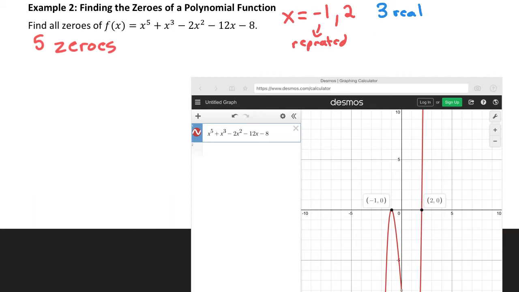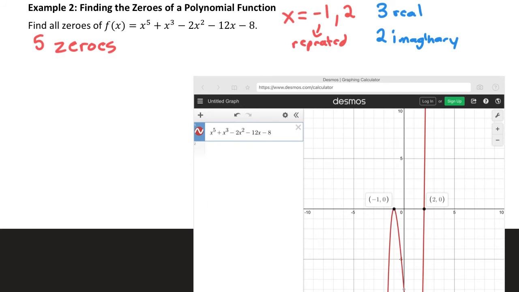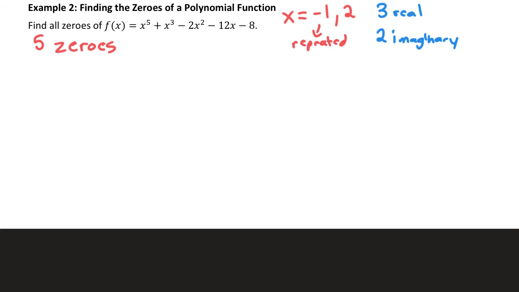There are 2 other solutions. Those 2 other solutions are imaginary solutions. Okay? And we're going to talk about how to find those imaginary solutions. So I'm going to delete my graph there, and we are going to find those 2 imaginary solutions. The way you find your imaginary solutions is you take your real solutions and you use them in synthetic division to simplify the polynomial as much as you can.